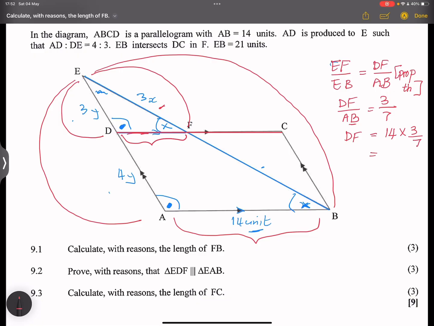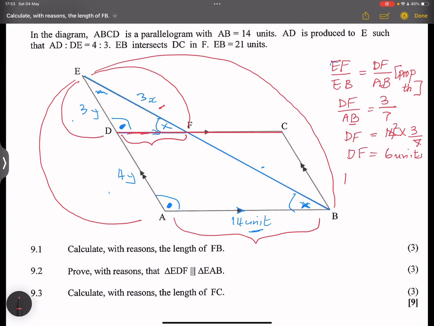Okay, so 14 divided by 7 gives me 2. 2 times 3 gives me 6. So this would be 6 units, right? So that would be the size of DF. However, I am looking for FC, right?